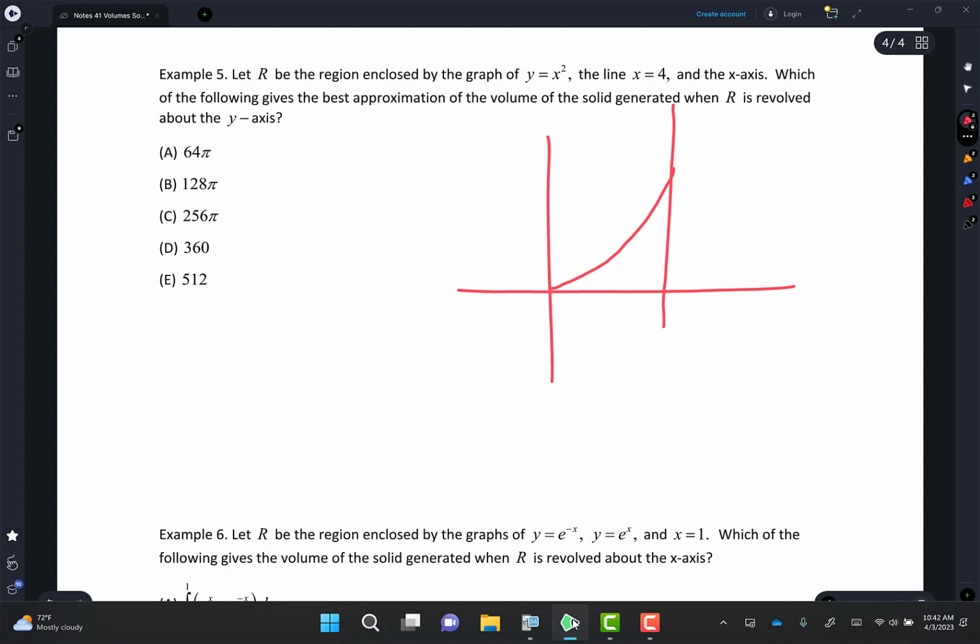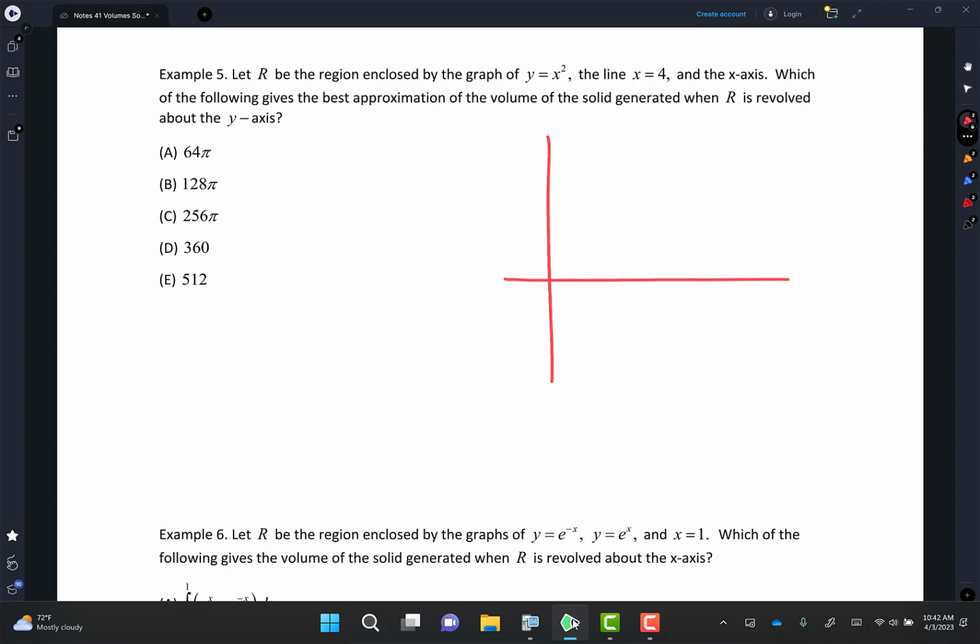You have to be able to know what regions they're talking about, guys. Do we know how to figure that out? Okay, let's start again. Yes, they will. It'll be something simple that you can do by hand, like this one. All right, you guys ready? y equals x squared, x equals 4, that's a vertical line, and the x-axis, so that means it's this region right here. You see how we did it, guys?